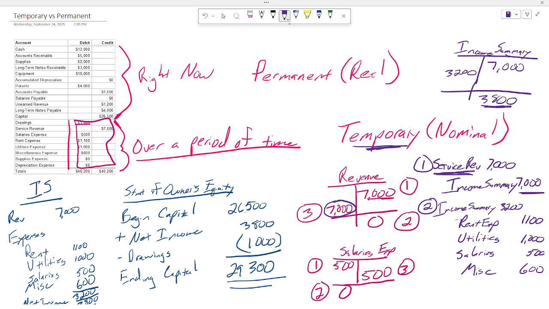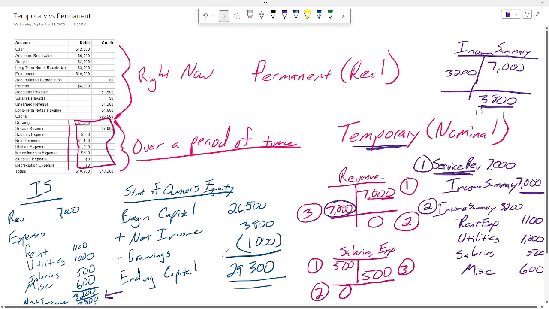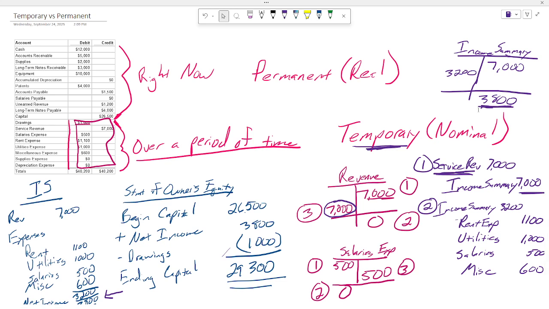Where have we seen this number 3,800 before? Well, guess what? It's right here. It is our net income from the income statement. We saw it right there. All right, so by the time we are done resetting all of our revenues and expenses, what should be in the income summary account is what was on the income statement.